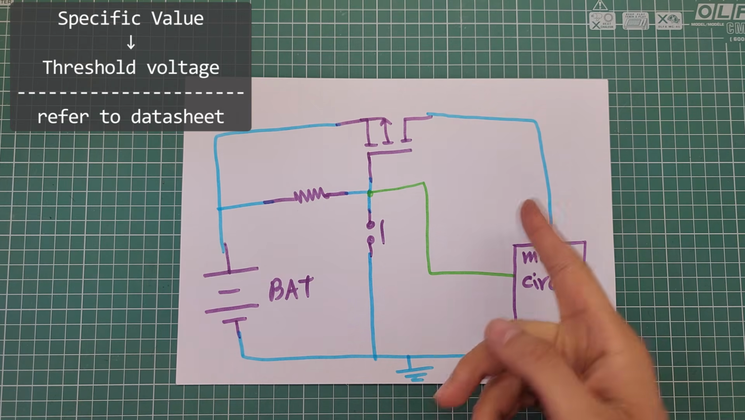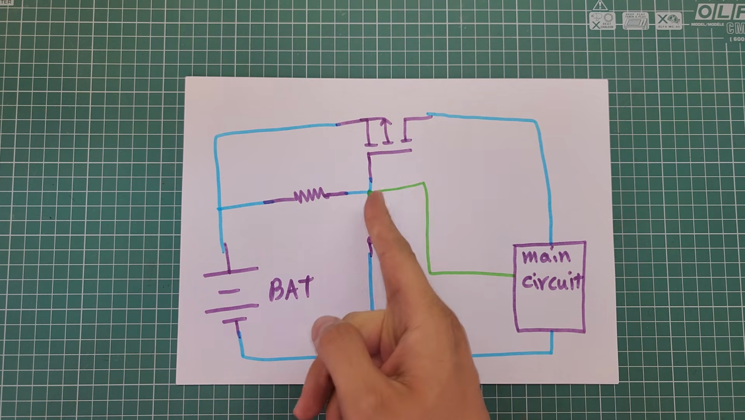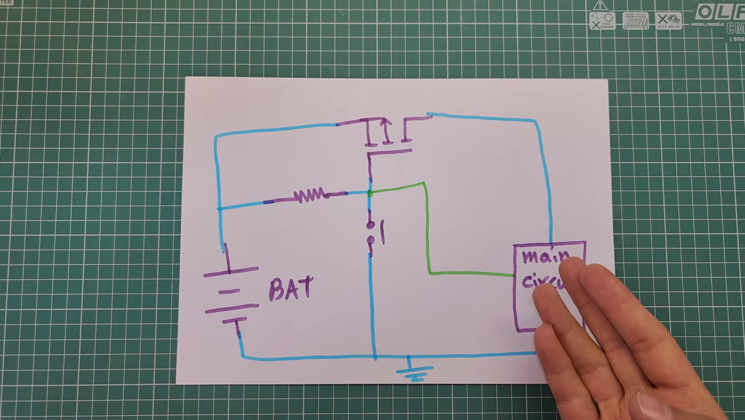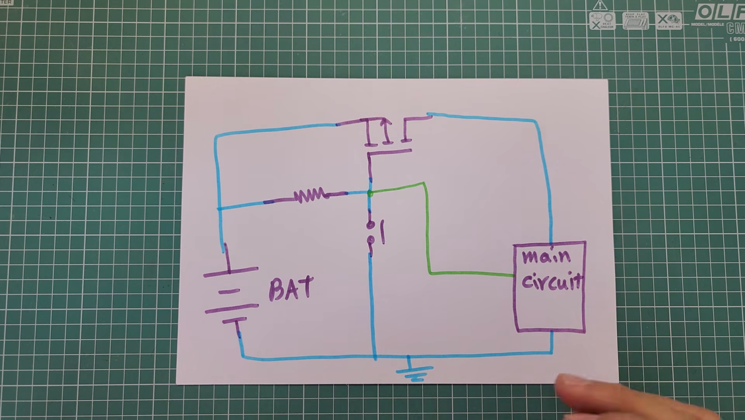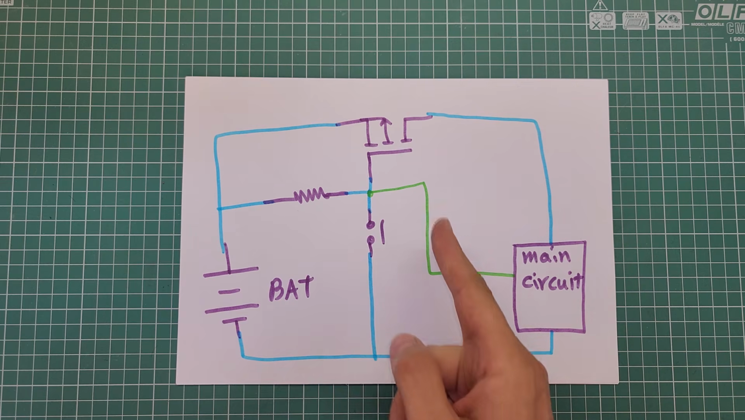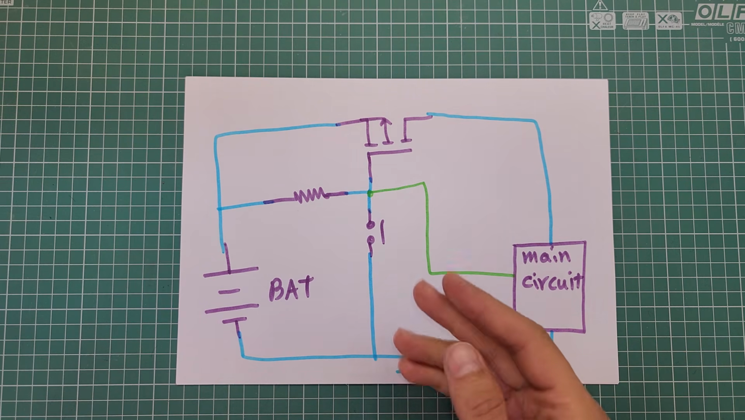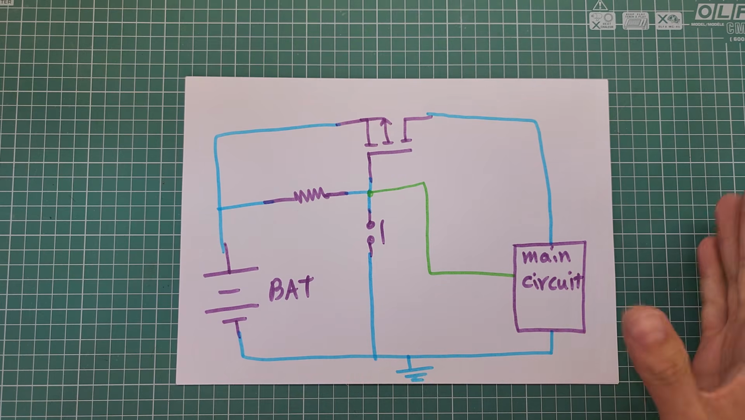First thing the main circuit is going to do is to sink the gate terminal of the MOSFET through this green wire to keep the transistor on. The main circuit will run its program, and after finishing its program, it will source the gate terminal of the MOSFET through this green wire, and it will turn off the MOSFET and eventually the whole circuit.